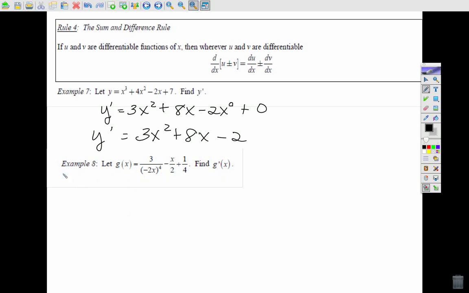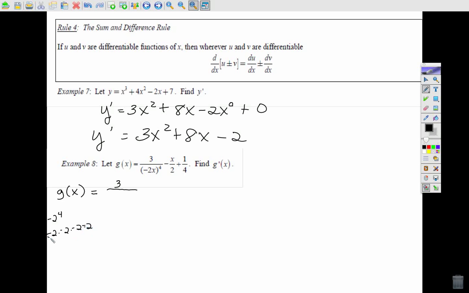Example 8. Let g of x equals 3 over negative 2, and so on. Okay. Well, the first thing we need to do is do a little simplifying, okay? So I'm going to rewrite it. G of x equals. Now, I guess I really just would like to get rid of the parentheses here. So I'm going to have 3 over. Now, negative 2 raised to the 4th power. What is that going to give me? Let's see. That's going to give me negative 2 to the 4th power.